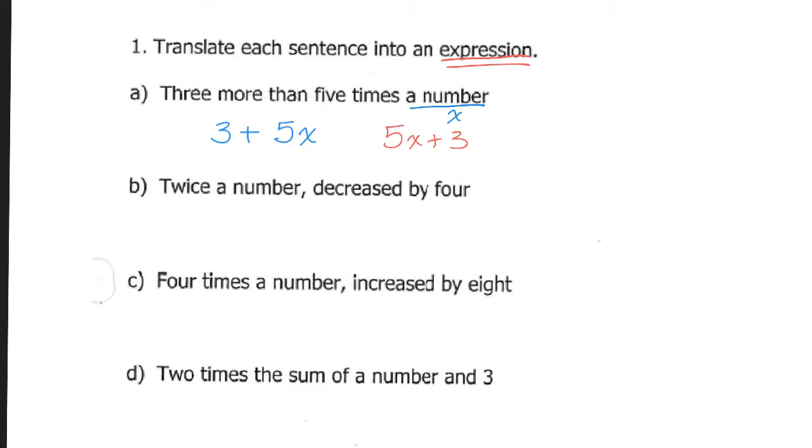Okay, let's take a look at B. Pause it now. Okay, we're back. So now we have twice a number decreased by 4. Okay, let's try to translate it.